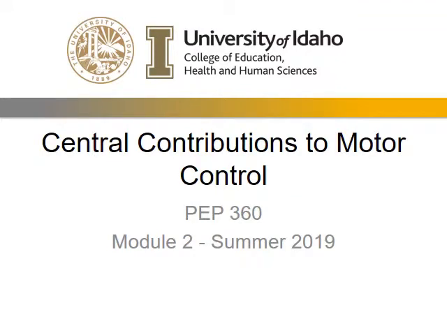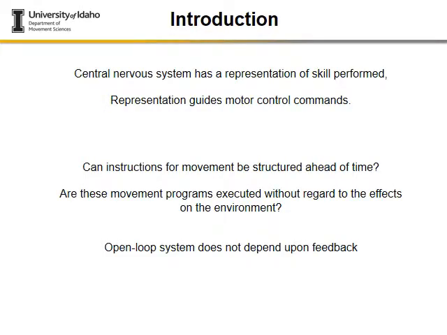So the next thing we want to talk about is the central contributions to motor control. What we're going to talk about now is whether there is a possibility for your central nervous system to store and create multiple motor programs and commands without needing feedback. Can the instructions for movement be structured ahead of time within the central nervous system? And are these movement programs executed without regard to the effect they have on the environment? Is that the ability for us to remove the need for feedback?